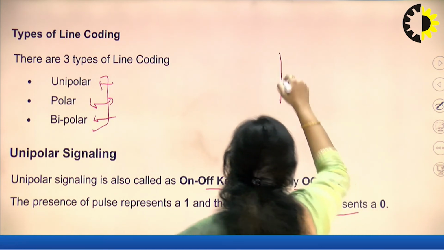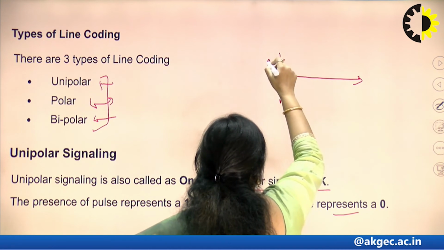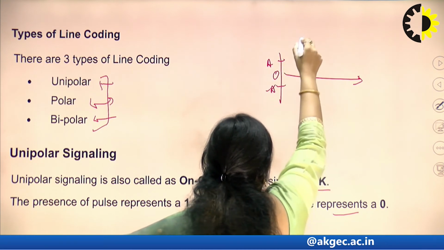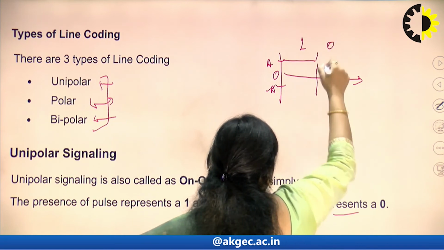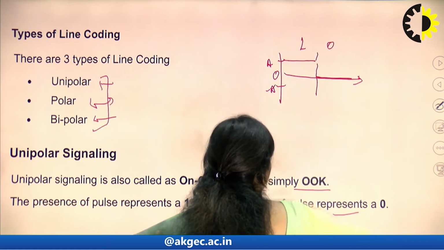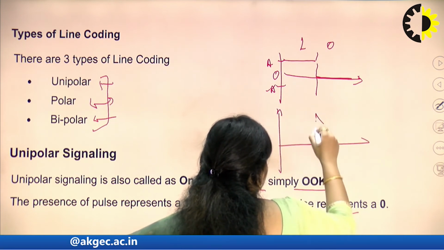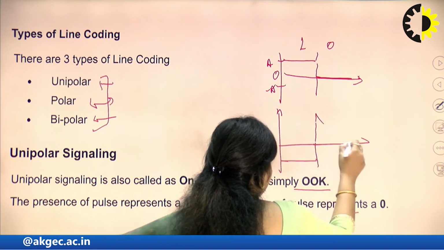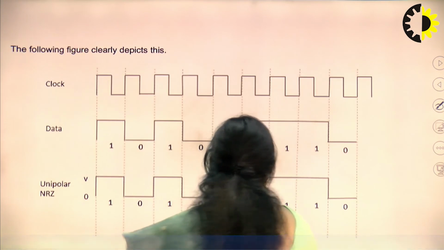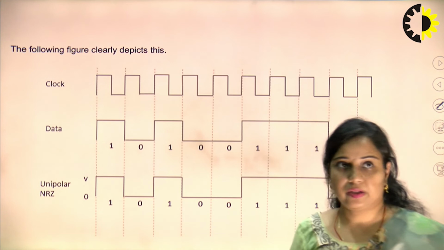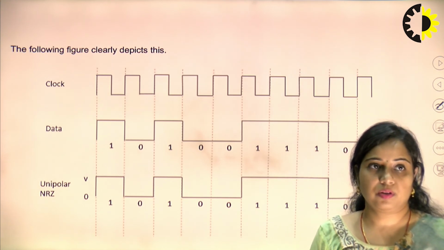So, let us say this will be the 0 axis, this will be plus A, this will be minus A. To transmit bit 1, we consider this plus A, and to transmit bit 0, the output will be 0. Or either we can consider minus A for 1 and 0 for 0. So, either way we can consider either plus A or minus A.